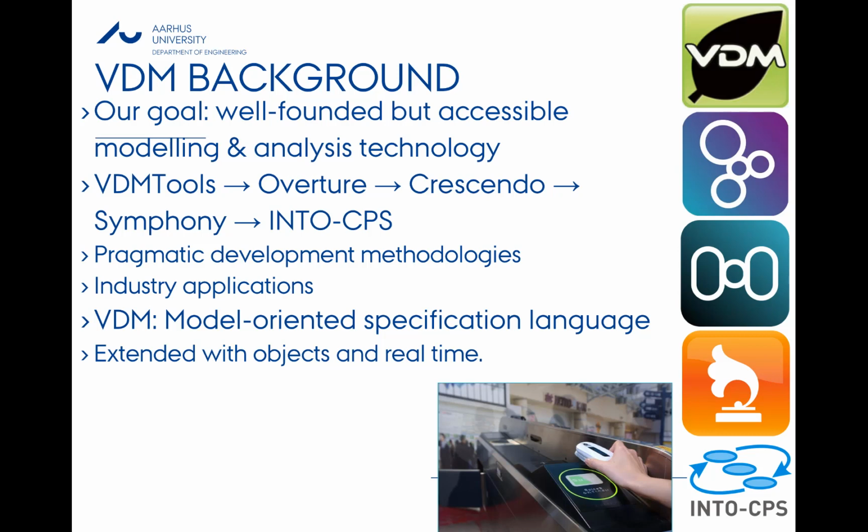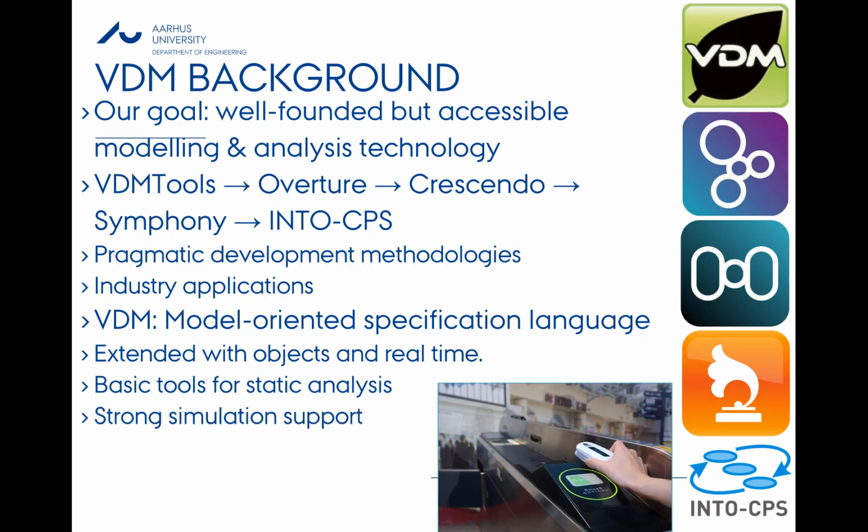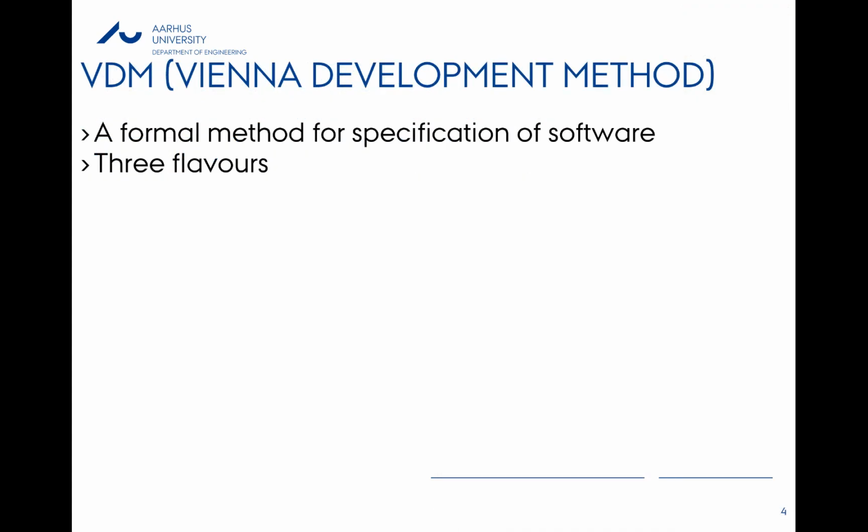It has been extended with objects and real time in different dialects. There are basic tools for supporting static analysis. There's a strong support for doing different kinds of simulation and testing. And then there is model-based testing using JUnit-like principles. And essentially, that is all what we have. The VDM, Vienna Development Method, originally was developed as a part of IBM's work in Vienna back in the 70s.